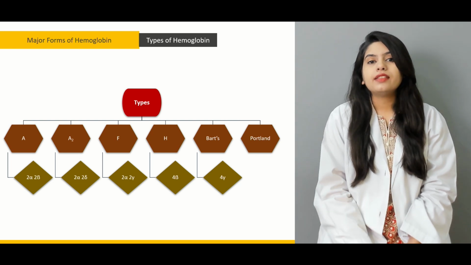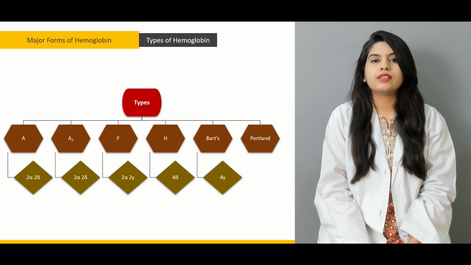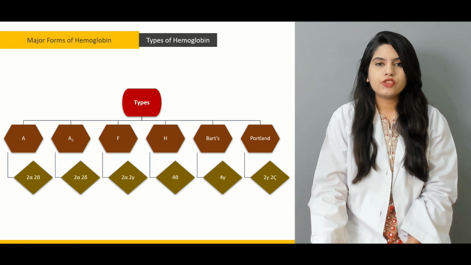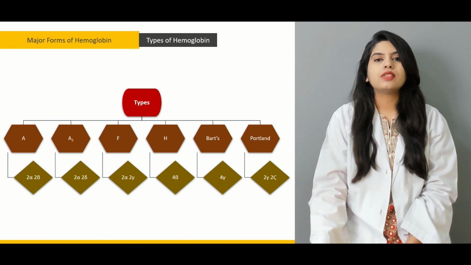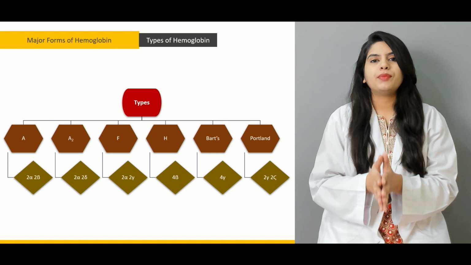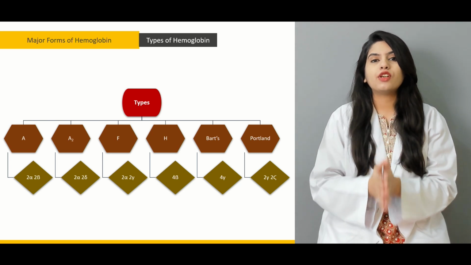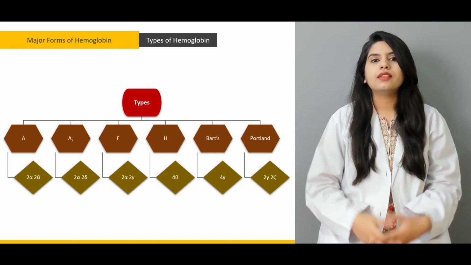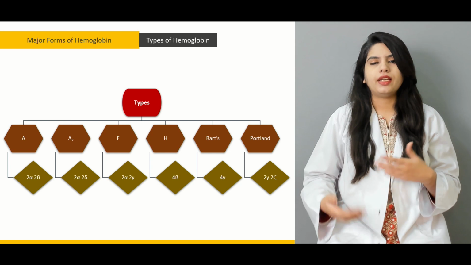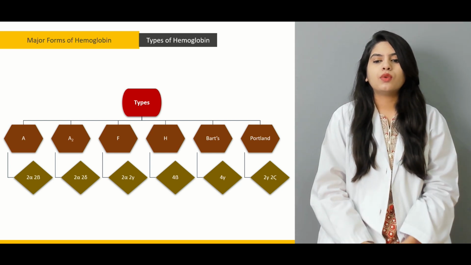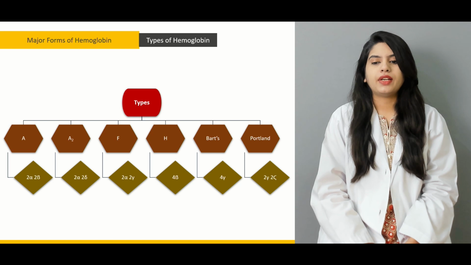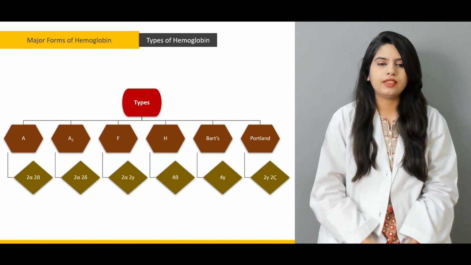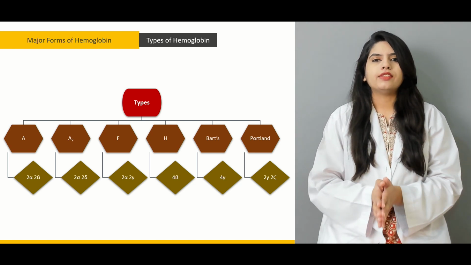Then there is another type of hemoglobin that is known as the Portland hemoglobin, and it consists of two gamma chains and two zeta chains. Now, the zeta chain is basically present during early intrauterine life, during the early development of the fetus, and then it is replaced by the gamma chain and beta chain, and so on. So, whenever there are any defects, there can be the presence of both these types of chains as well. That will be called the Portland chain.